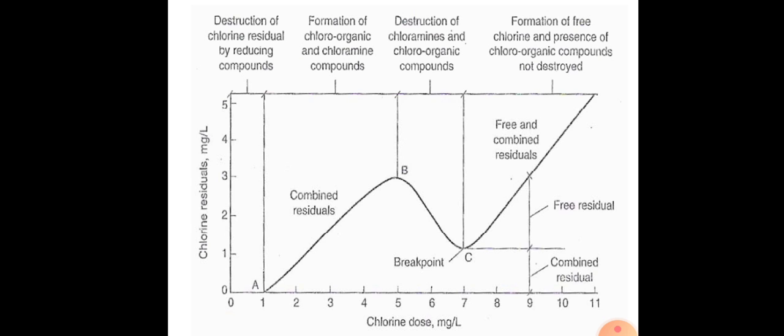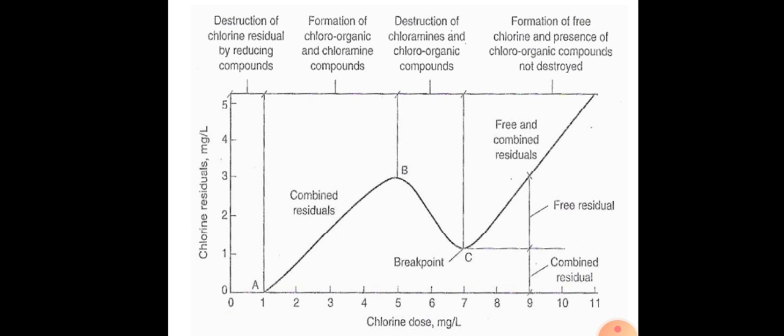However, we know that water generally will have chlorine demand, isn't it? Every water, whatever it is, even after treatment, will have a demand for chlorine. Then the result is as shown in curve B. This curve is obtained between the residual chlorine and the applied chlorine.